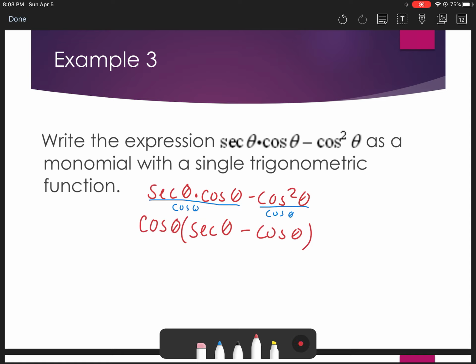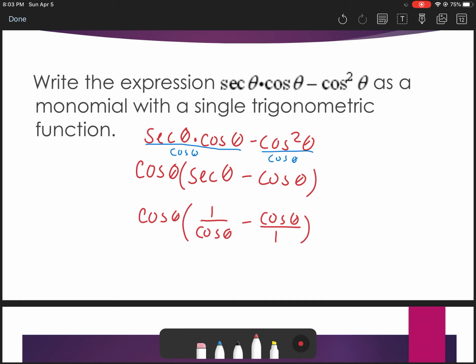Okay, and then we're going to rewrite secant as 1 over cosine of theta, minus cosine theta over 1.